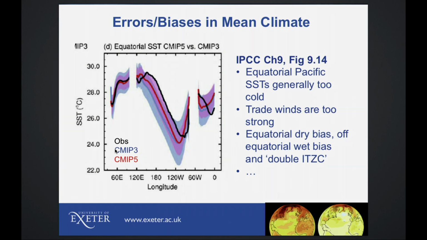Generally too cold. The trade winds are generally too strong. Possibly these two things are linked. There's a sort of equatorial dry bias in terms of the rainfall. The warm pool precip is more fragmented. There's a sort of off-equatorial enhancement bias in the rainfall. And you can see going from CMIP3 to CMIP5 got slightly better, but still things to do.